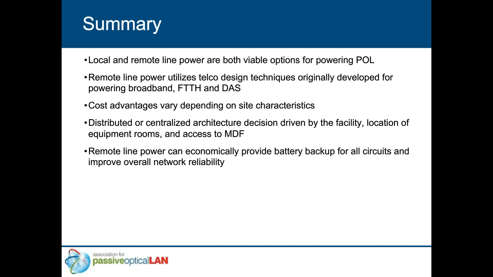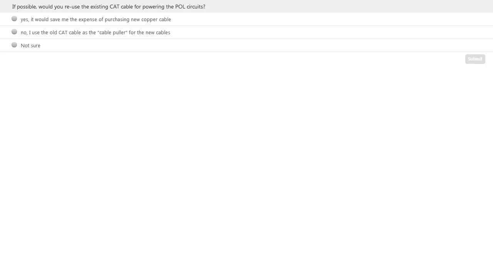And I want to bring up the next poll question. If possible, if you have an existing implementation, would you consider reusing the existing category cable for powering the POL circuit? So reuse the cabling that's already there to power the circuits. And you have three options there. The yes, it would save me the expense of purchasing new cable. No, I use the old cat cable as a cable puller or a cable string for the new cables, or not sure. And so I'll give you a few seconds to answer that question.